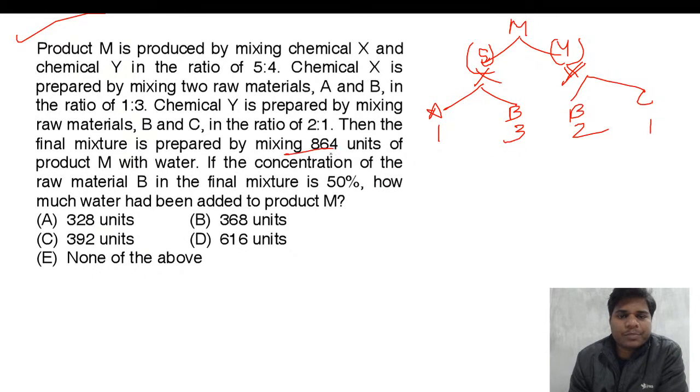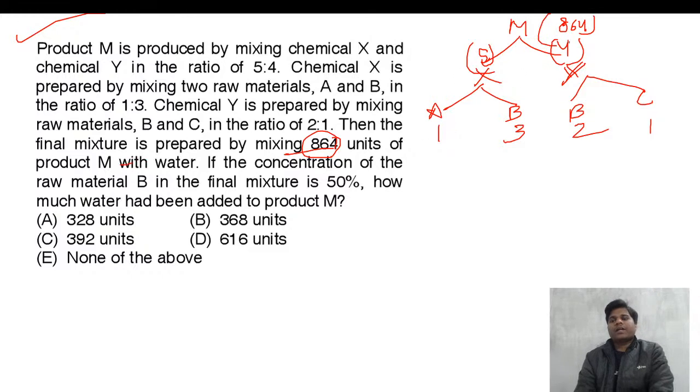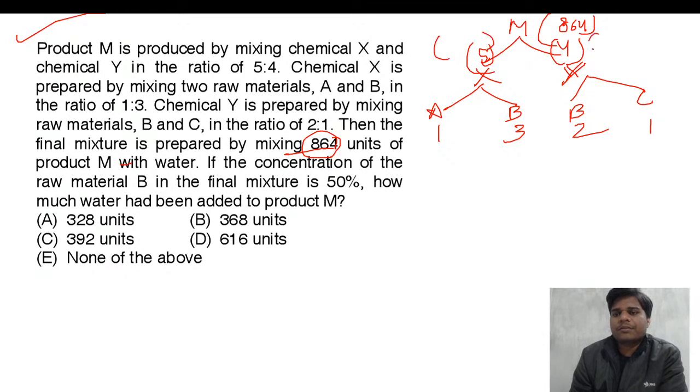Then final mixture is prepared by mixing 864 units of product. So 864 units will be there. Fine. So 864 is your 6, 4, 10, 18. So basically this will be 5, 4. So 9 से हो जाएगा ना, 9, 9, 81 and 9, 6, 54. Fine, this is fine. So 96 into 5. So instead of doing that, we can just take 5A, 4A, and whatever we'll require, we'll do.